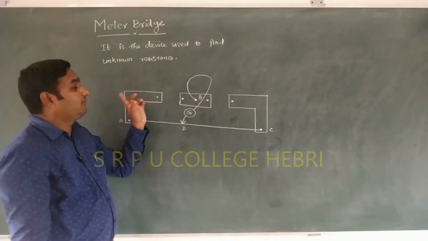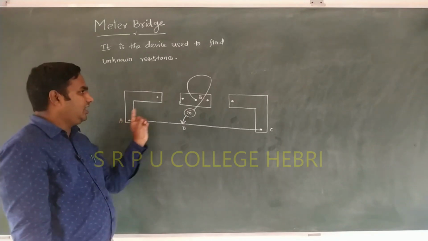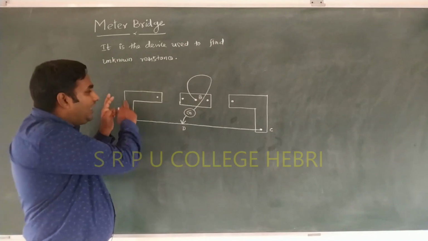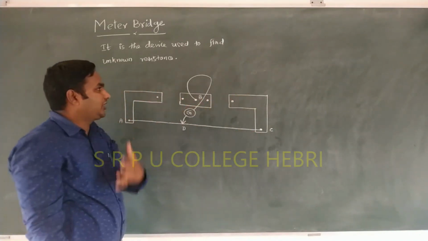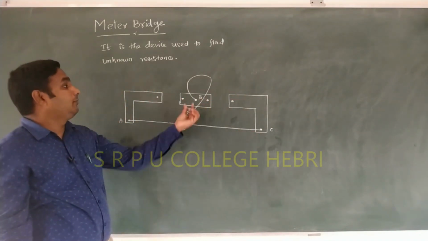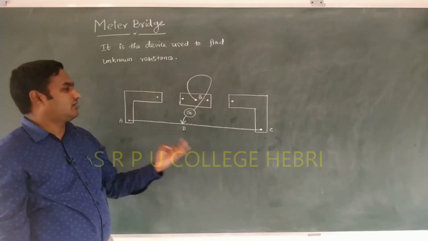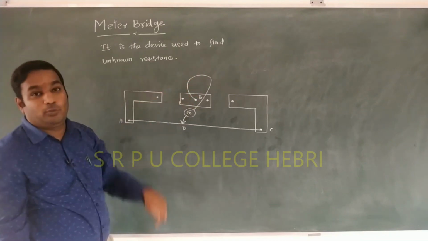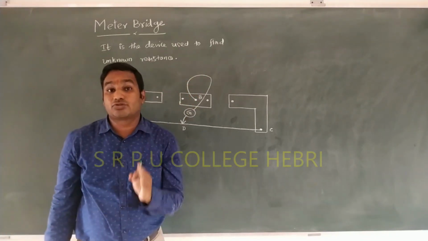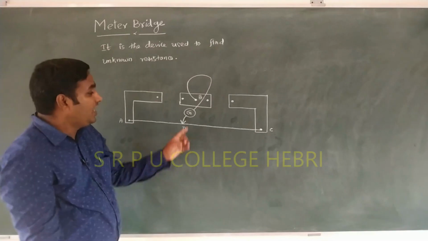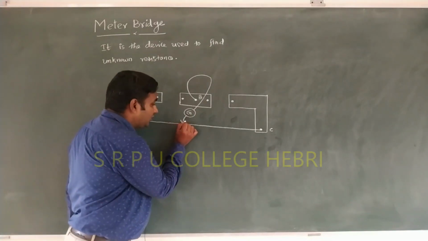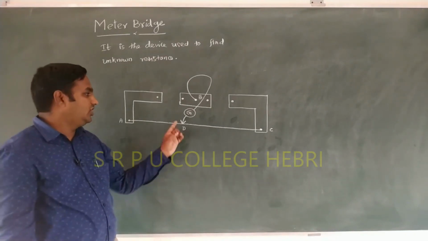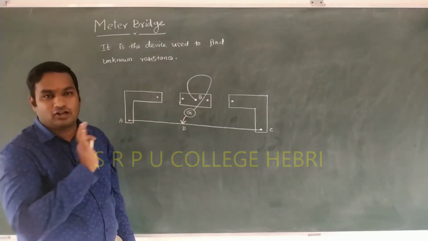Here I indicated 4 points. One is A, one is B, one is C, and one is D. It contains two L-shaped metal strips. In between, there is one more strip, and the middle point of that middle metal strip is taken as B. It is connected to a galvanometer. A galvanometer is a device used to detect the flow of current in a circuit. Again it is connected to one more terminal. That terminal is called the slider, also called the jockey. Here the arrow mark indicates the slider or jockey.